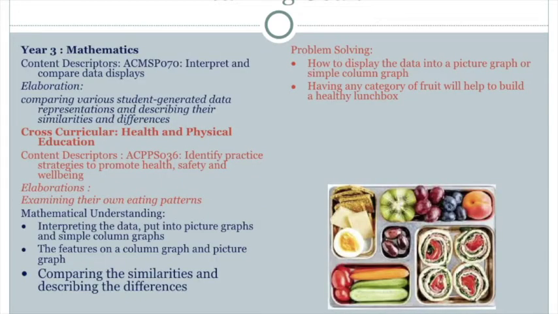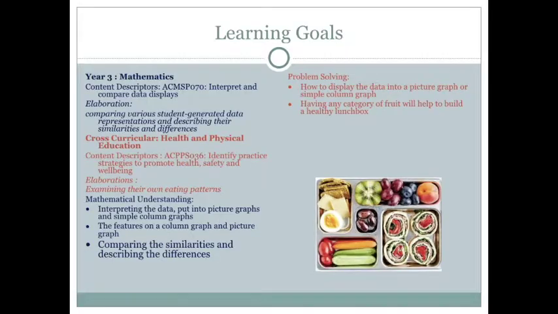The ACARA links for this lesson are interpreting and comparing data displays by comparing various student-generated data representations and describing their similarities and differences. The cross-curricular link will be through health and physical education, where students will be identifying practices and strategies to promote health, safety and well-being by examining their own eating patterns and the types of fruit that they eat. The mathematical understanding will be when students interpret the data from a table and put it into picture graphs or a simple column graph.